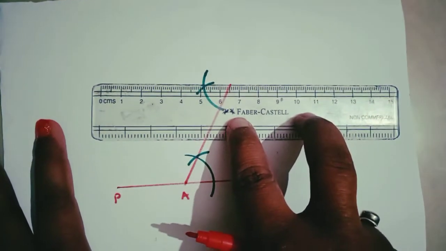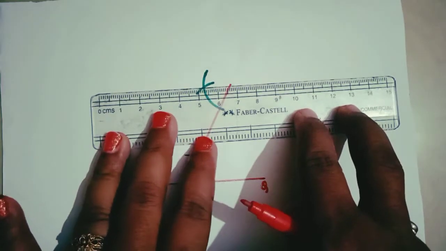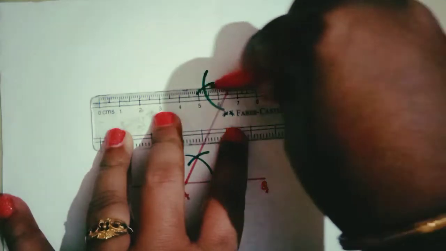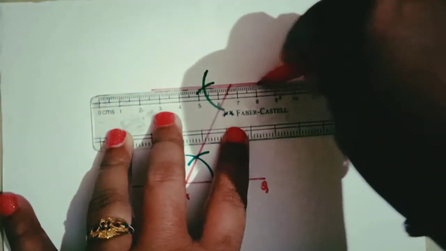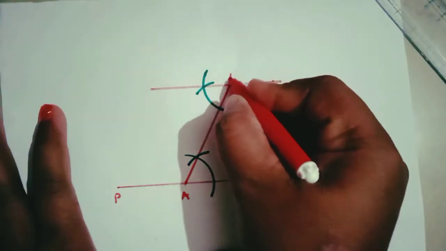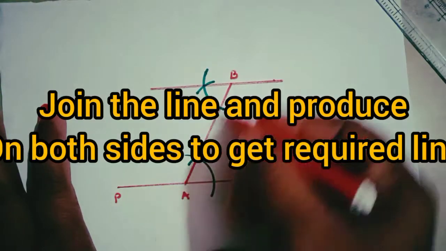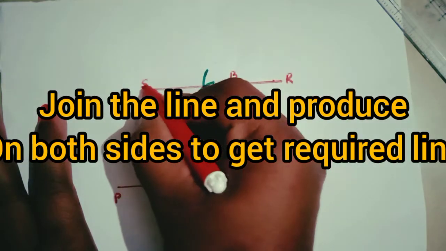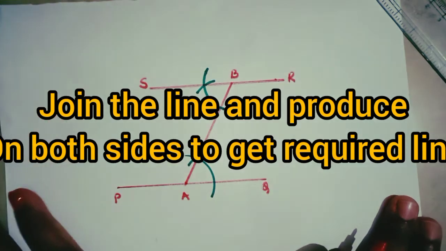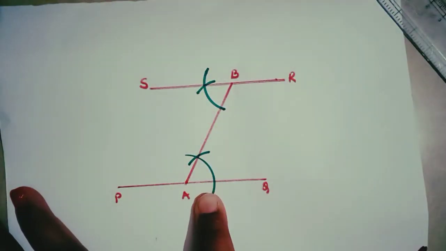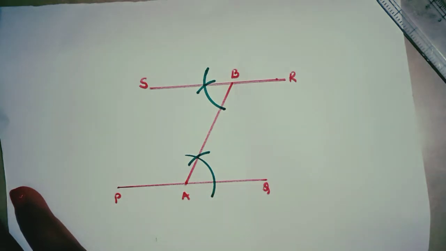And now you have to draw a line where both the arcs have met. And now you can observe that those two lines will be parallel. Now do the naming it as B and join the line and produce in both sides to get the required line. So now you can see PQ is parallel to RS and there will be equal distance between both.